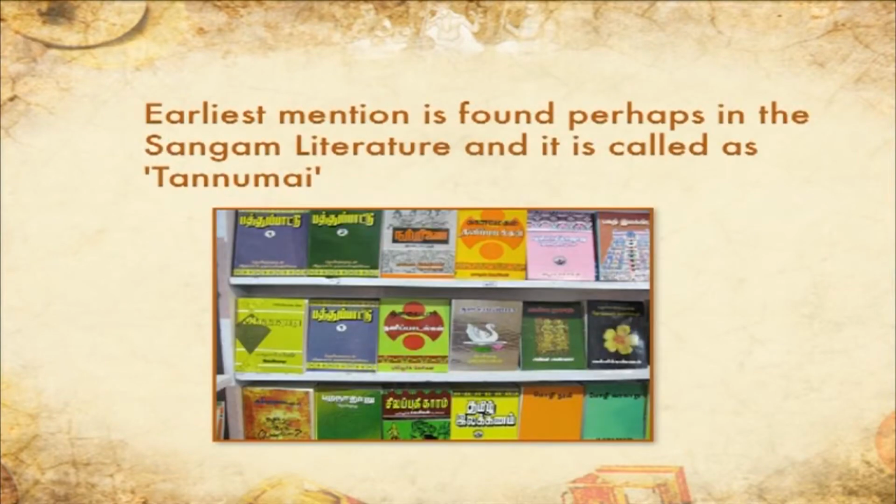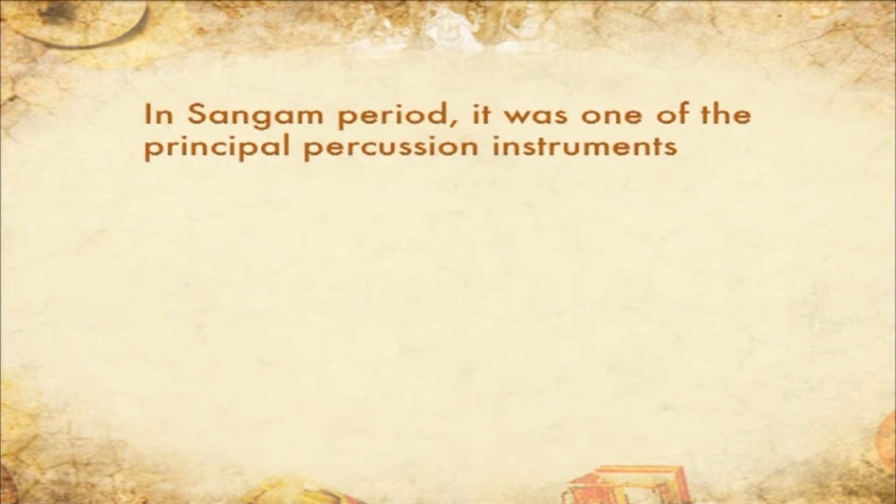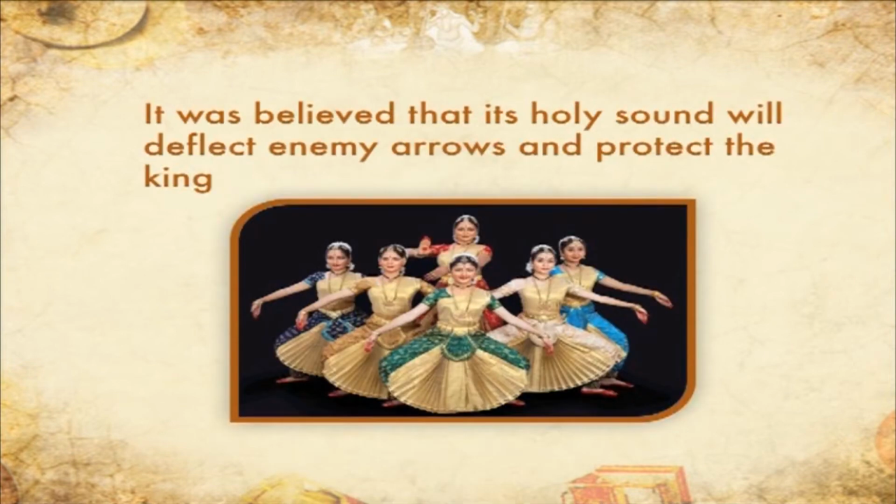Tamil culture. In Tamil culture, it is called a tannumai. The earliest mention of the mridangam in Tamil literature is found perhaps in the Sangam literature, where the instrument is known as tannumai. In later works like the Silappatikaram also, we find detailed references to it, as in the Natya Shastra. During the Sangam period, it was one of the principal percussion instruments to sound the beginning of war along with the Murasu, Tudi and Parai, because it was believed that its holy sound will deflect enemy arrows and protect the king.